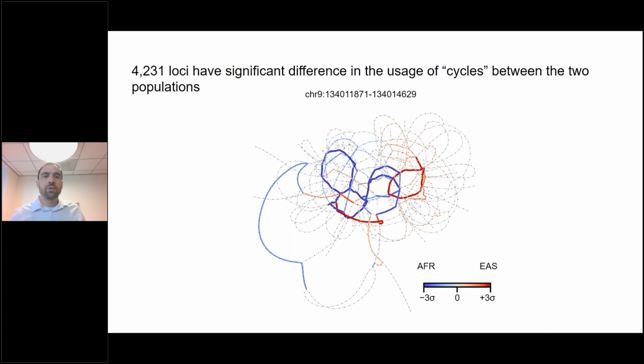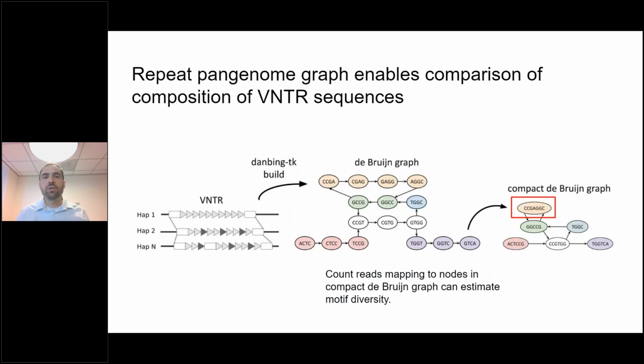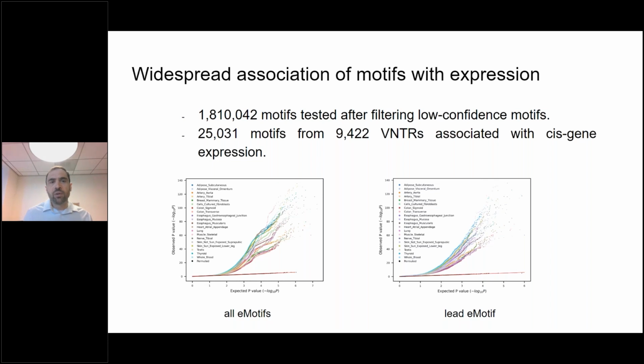So this led us to ask whether it's possible to do a finer grain mapping of eQTLs, where we look not at whether the overall length is associated, but at how reads map to individual edges, and whether they're correlated with nearby expression. And we were able to show that there are quite a lot of cis-eQTLs that can be discovered when we test for association of individual motif counts with expression. We're able to find over 25,000 motifs that are associated with nearby cis gene expression.